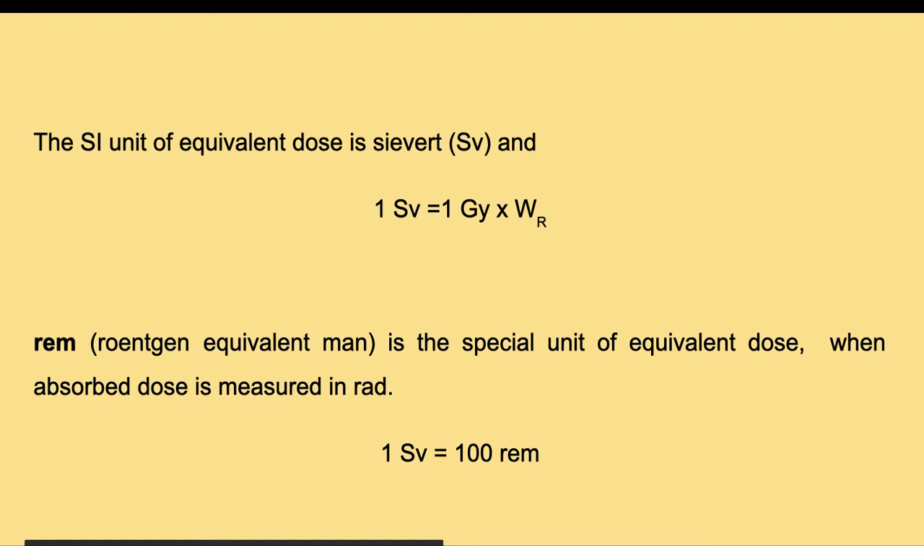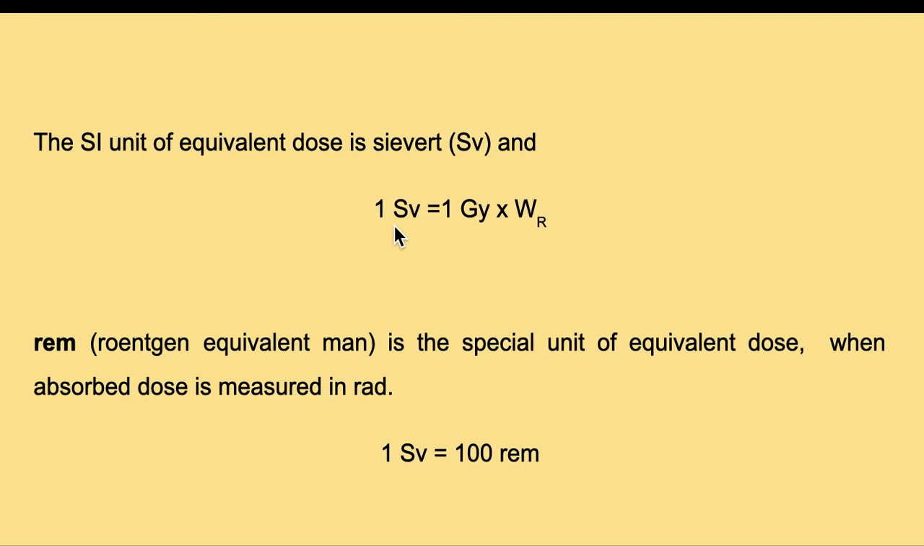The SI unit of equivalent dose is the sievert, Sv, and 1 sievert is 1 gray times WR. Normally this WR has no unit. And roentgen equivalent man, rem, is the special unit of equivalent dose when absorbed dose is measured in rad. Here, in place of gray, you can use rad.